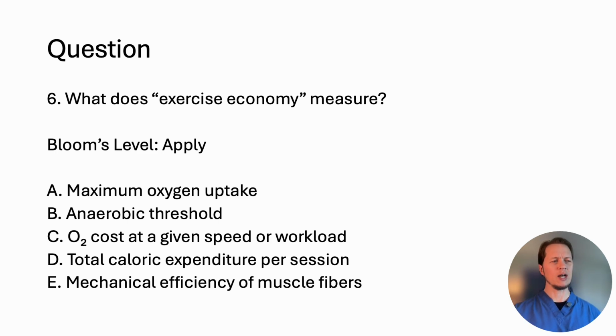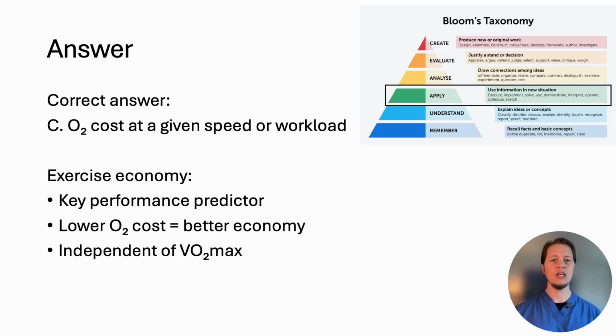This one's a great one. I love talking about the difference between efficiency and economy when it comes to exercise physiology. And this is C, O2 cost at a given speed or workload. Economy assesses how efficiently an athlete performs sub-maximal work.